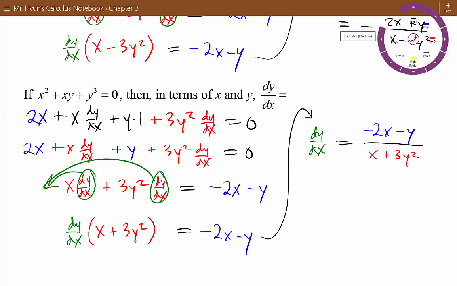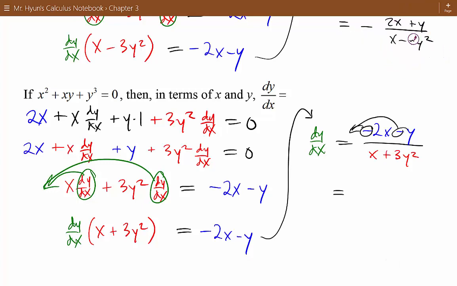Once again, notice that both terms in our numerator are negative, so if we were to factor that out, we can write our answer as negative 2x plus y over x plus 3y squared.